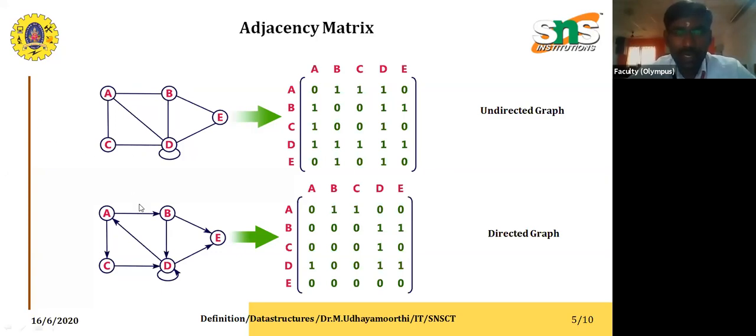Then for a directed graph, if a node has an incidence with some other node, that is taken as 1. If there is no incidence among the nodes, it is given as 0.